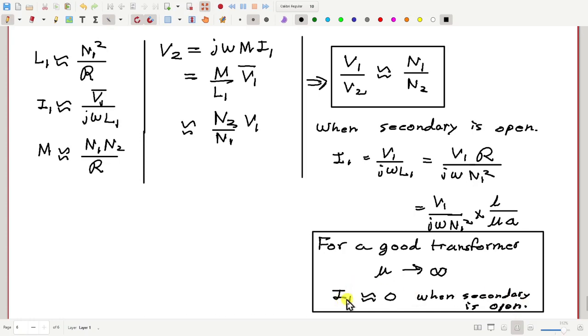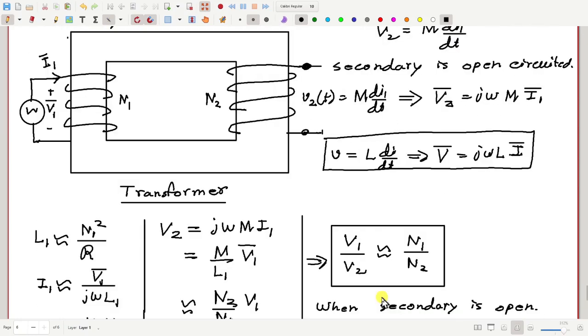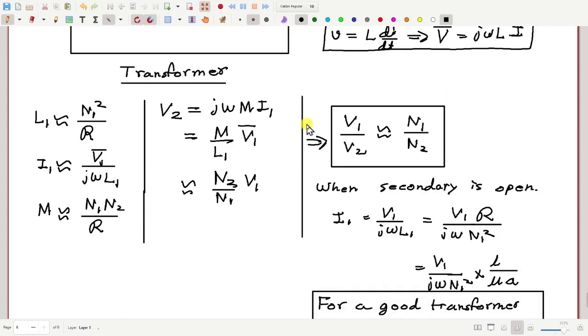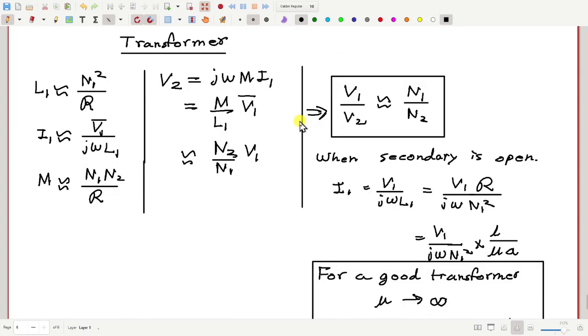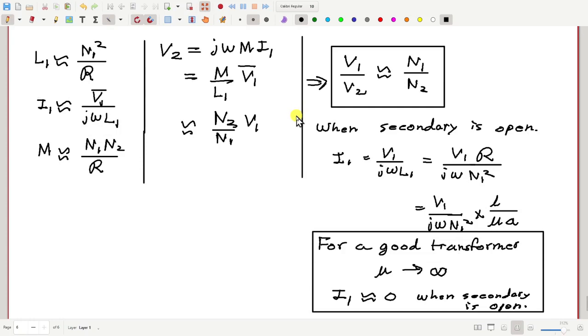Anyway, I1 cannot be equal to 0 exactly, because if I1 is exactly 0, then there is no current at all, so there will not be any flux at all, and if there is no flux, there won't be any voltage in the second coil at all. So it cannot be exactly 0. That is not possible, but it is very small for a good transformer, because mu should be very large for a good transformer. This is one assumption we will use.